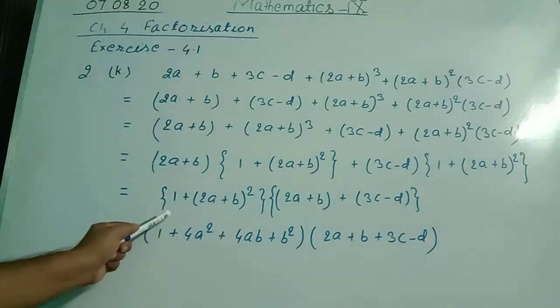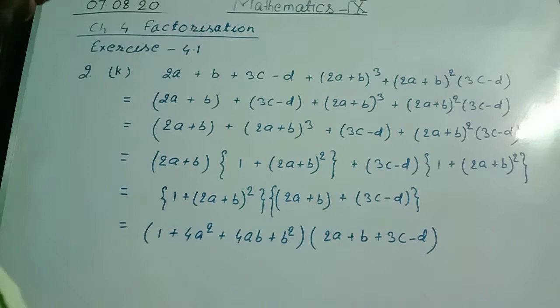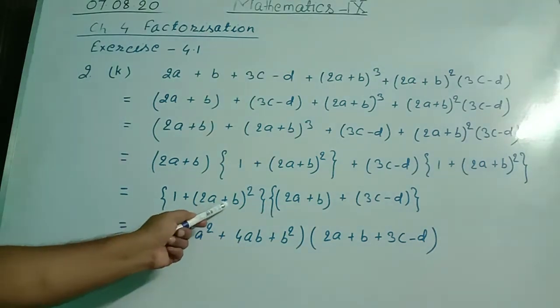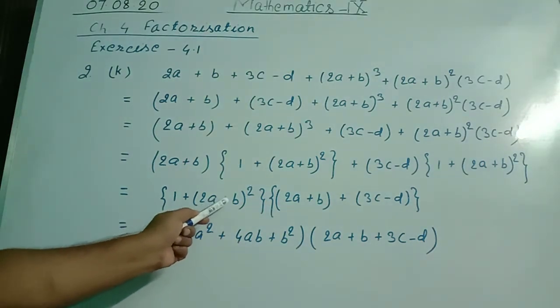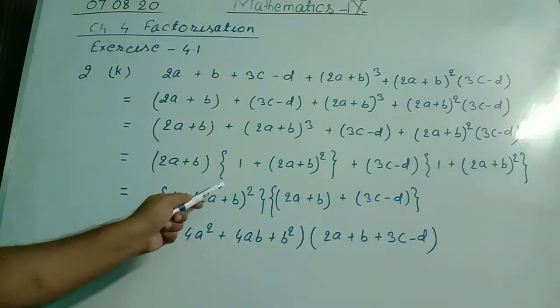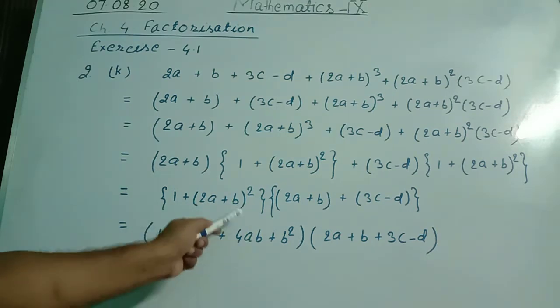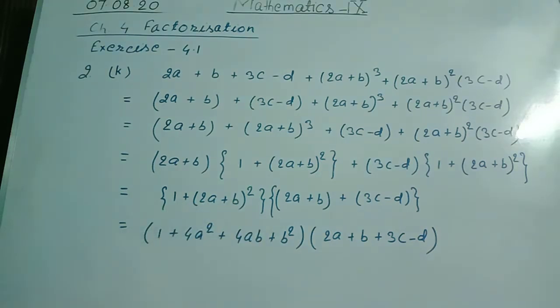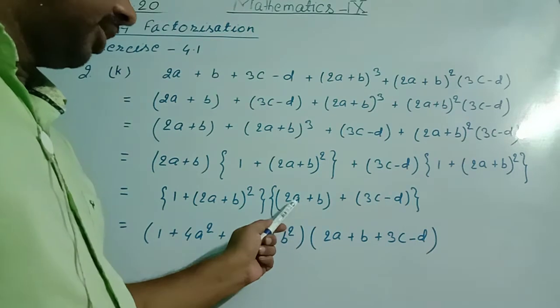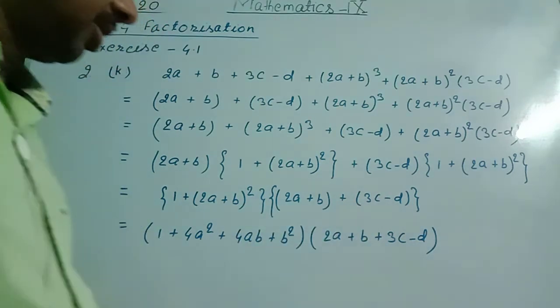In the book this is the answer, and in this part these brackets are omitted, but here is the possibility to break this in the form of (a + b)². So (2a)² is 4a², plus 2 into 2a into b is 4ab, plus b² means b², and on this side I omitted the bracket. Without bracket I wrote 2a + b + 3c − d. This became the answer.